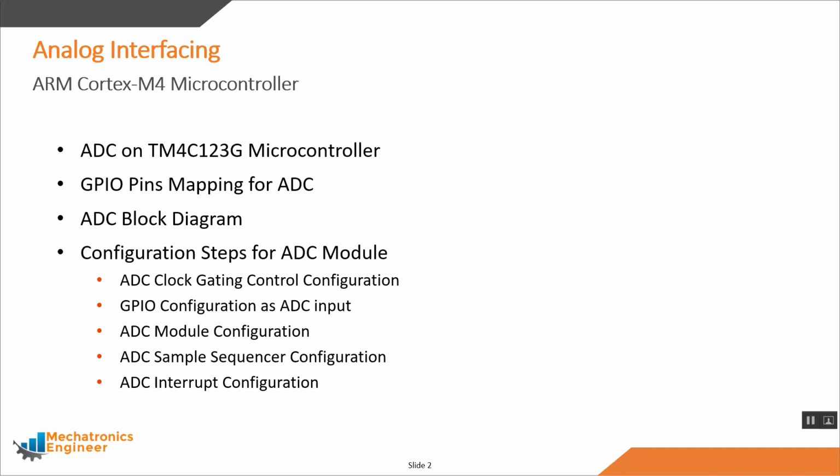So this is the summary that we are going to discuss in this video related to analog interfacing on the ARM Cortex-M4 microcontroller. First of all, we will discuss the ADC modules available on the TM4C123G microcontroller, and after that we will see which GPIO pins can be used for interfacing the ADC module. We will also see the ADC block diagram and different components of the ADC module, and after that we will see different configuration steps. So let's discuss the ADC module available on the microcontroller.